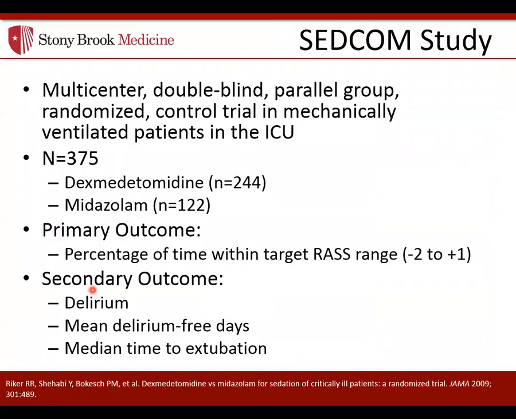So we're going to go over a quick study, the SETCOM study. The major clinical question that the study was hoping to answer is, what is the efficacy and safety of prolonged sedation with dexmedetomidine when compared to midazolam? So it's a multi-center, double-blind, parallel group randomized control trial in mechanically ventilated patients in the ICU. It was randomized 2-to-1 in favor of dexmedetomidine, and the primary outcome that we were looking at was percentage of time within the target RASS range of -2 to +1. And the secondary outcomes that were assessed were delirium, mean delirium-free days, and median time to extubation.